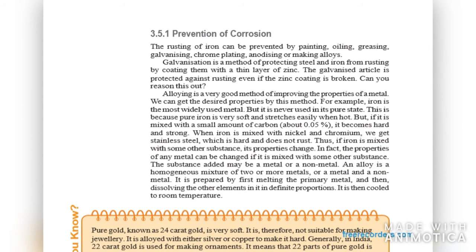Now the second topic is how to prevent corrosion. The basic concept is that we want to stop corrosion on the iron. So the first is painting. You can paint the substance made up of iron. Then you can do oiling or greasing. Then the fourth one is galvanizing. Galvanizing is when you have iron and you put a coating of zinc on it.